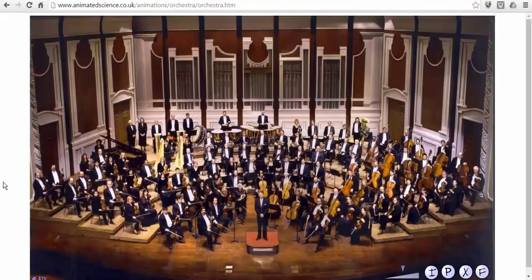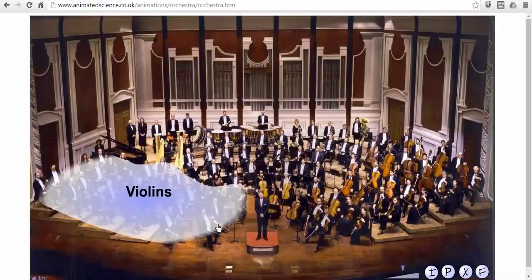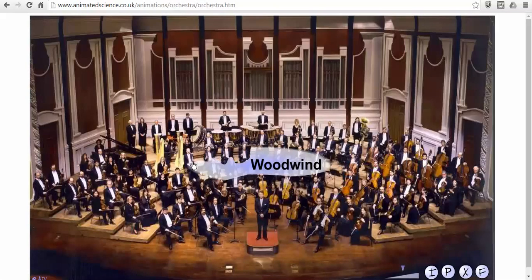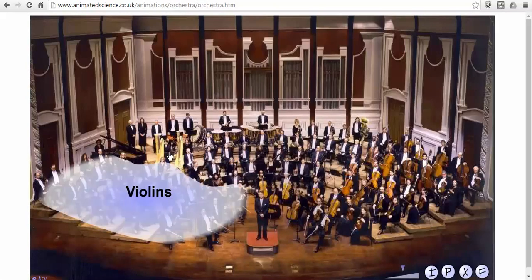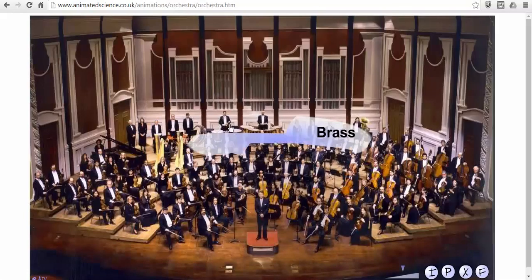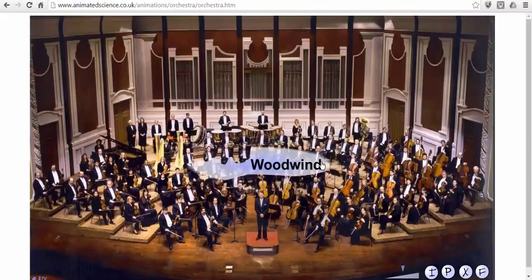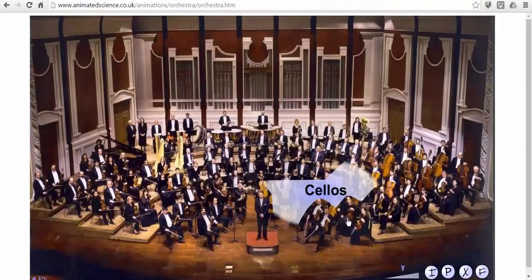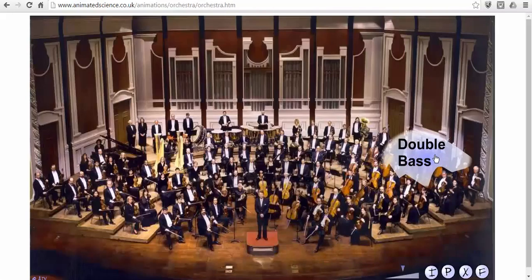This resource is a website that has an animated orchestra. Here it shows where the conductor would stand to conduct the orchestra, and it also shows where different instruments would sit. Here we have the violins, the woodwind section, harp, percussion, brass, cellos, violas, and the double bass.